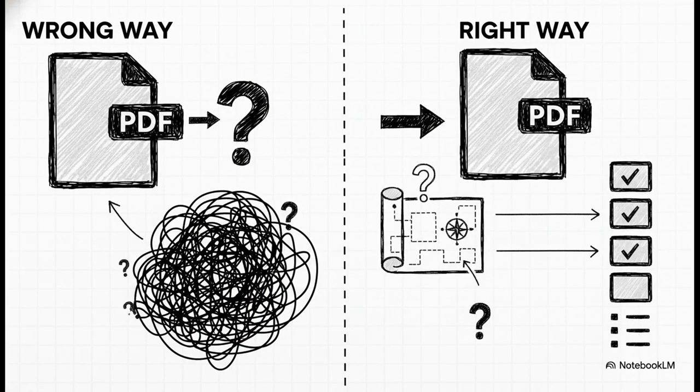And here's a little power user tip for anyone working with big file uploads. Don't just upload a 100-page PDF and ask a vague question. No. First, ask Gemini to generate a map of the document, basically an outline with key sections and page numbers. Then you can ask follow-up questions about those specific sections. This dramatically improves the accuracy and really cuts down on hallucinations.